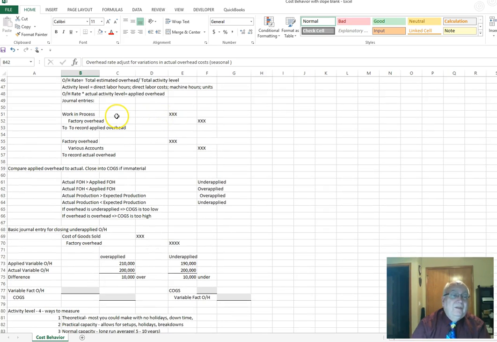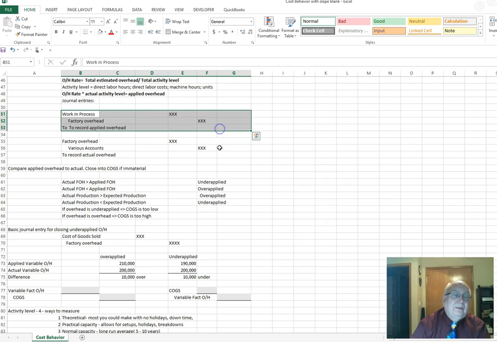Okay, formula for the overhead. Overhead rate, I probably should highlight that. That's the total estimated overhead divided by your total estimated activity level. So activity level can be direct labor hours, direct labor costs, machine hours, total units for the year, whatever it may be. And then you take that rate, and this is the rest of the formula. You take the rate times the actual activity level, and that gives you applied overhead.